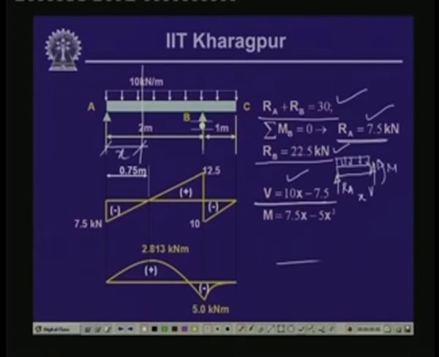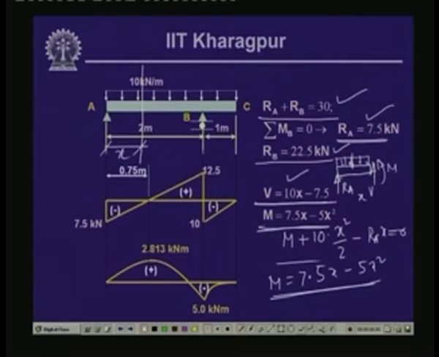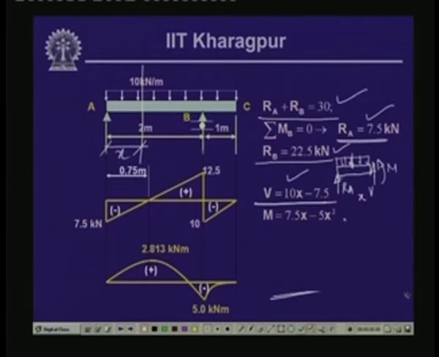Correspondingly, if we calculate the value of the bending moment, we have bending moment M, which is acting in an anticlockwise direction. The load gives a moment in an anticlockwise direction if we take the moment with respect to this point. So, M plus 10, this is x and this distance is x by 2. So, x square by 2 minus Ra into x, this is equal to 0. So, this gives us M as equal to Ra into x, Ra is 7.5. So, 7.5 into x minus 5x square. So, this is the expression for the bending moment which is indicated over here. So, we have the values of bending moment and the shear force indicated by these expressions. This gives us the variation of the bending moment and the shear force. Now, as we go along, when x is equal to 0, the value of the shear force is minus 7.5, which is indicated over here.